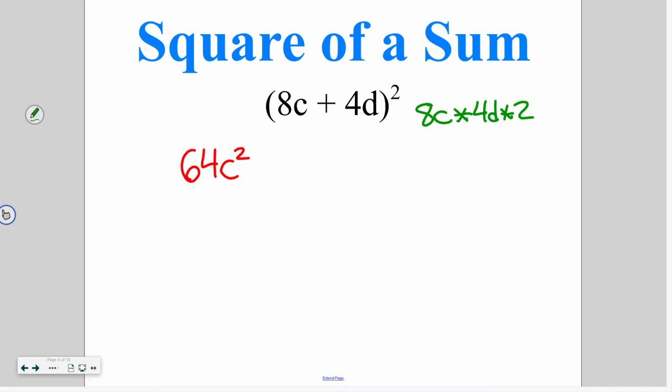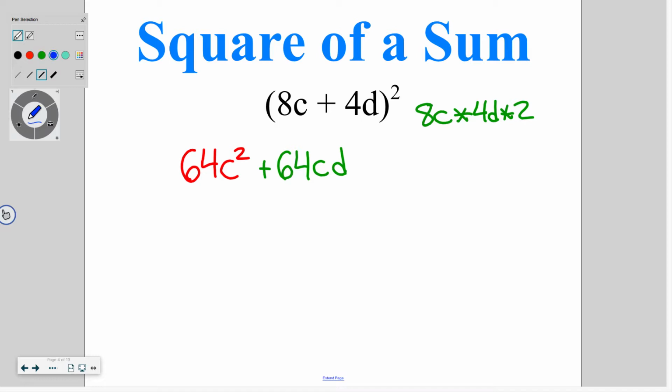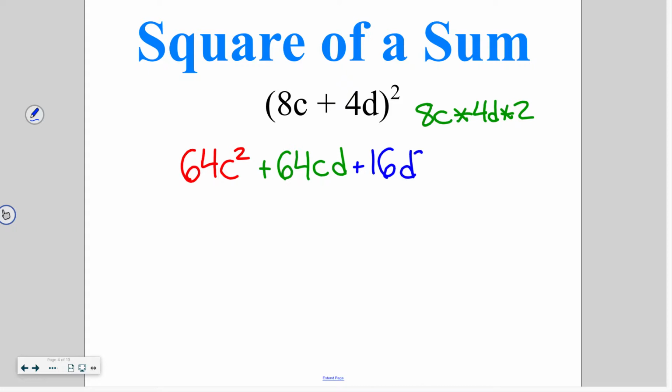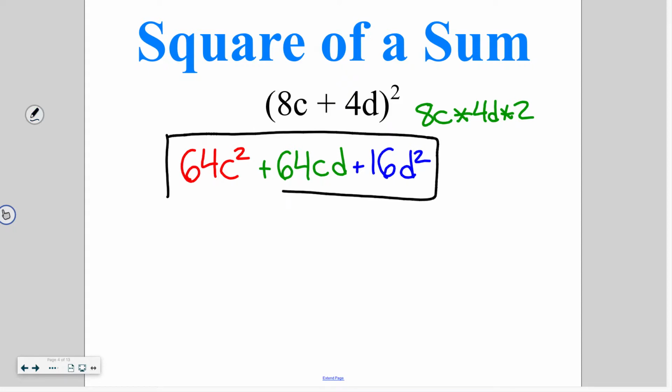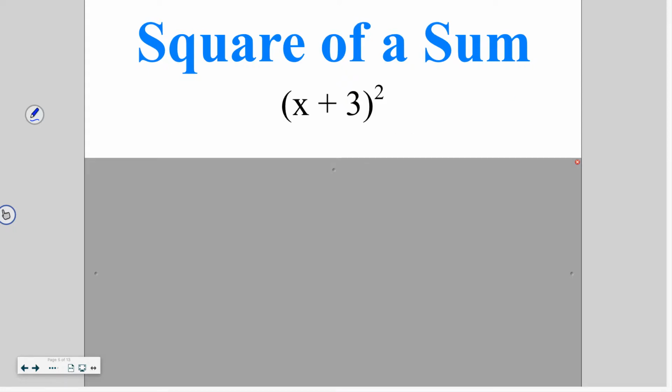multiplying these two pieces on the inside and then multiplying it by 2. So I've got 8c times 4d times 2. 8 times 4 is 32, times 2 is 64. So I'm going to add on 64cd, and then for the last part, I need to square my last term. So 4 squared is 16, and d squared is d squared. None of my terms match, so this right here is my final answer. Go ahead and try this one on your own.